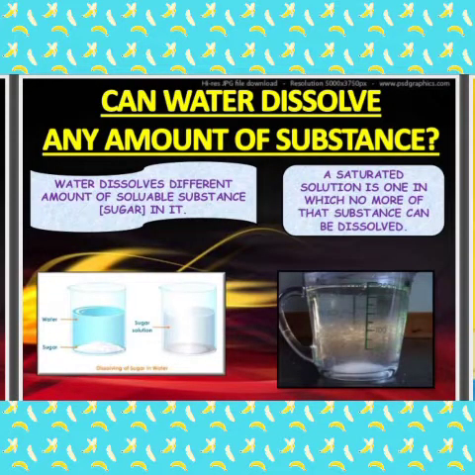Question: can water dissolve any amount of substance? Answer: water dissolves different amounts of soluble substances, like sugar. A saturated solution is one in which no more of that substance can be dissolved.